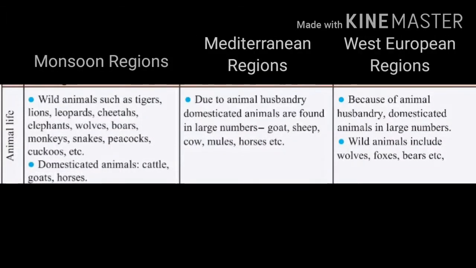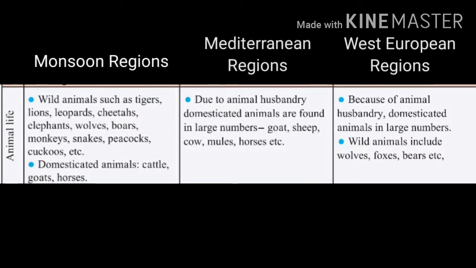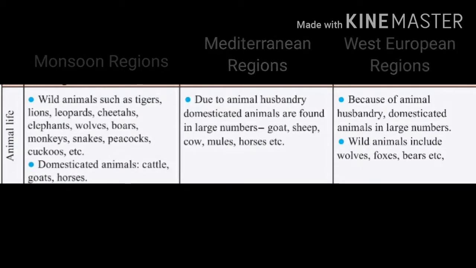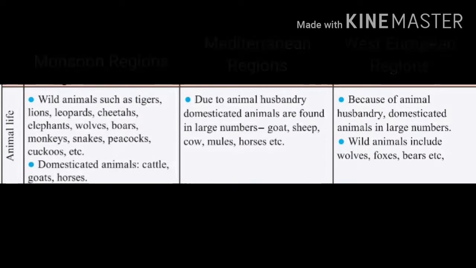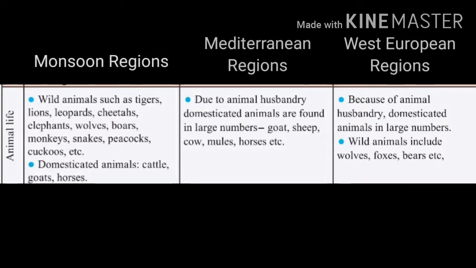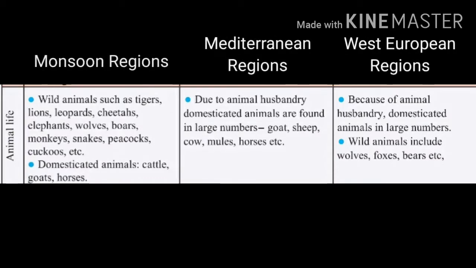In this slide, we will see the animal life of monsoon region. In this region, we can find wild animals such as tigers, lions, leopards, cheetahs, elephants, wolves, boars, monkeys, snakes, peacocks, cuckoos, etc. Domesticated animals: cattle, goats, horses.